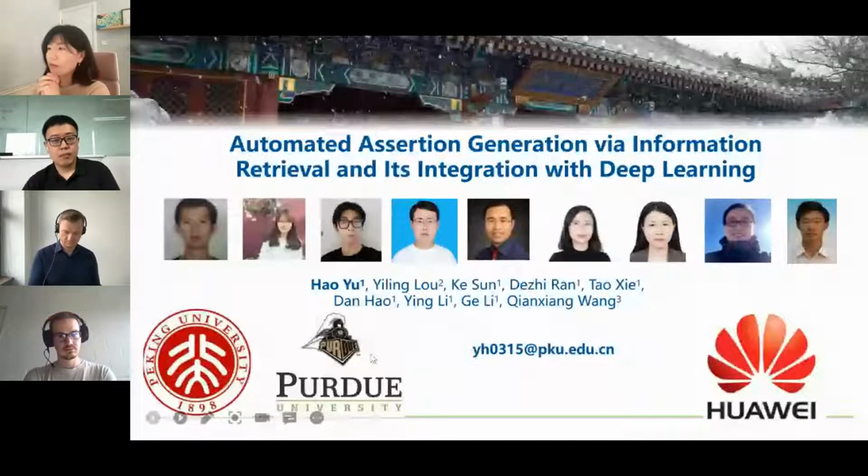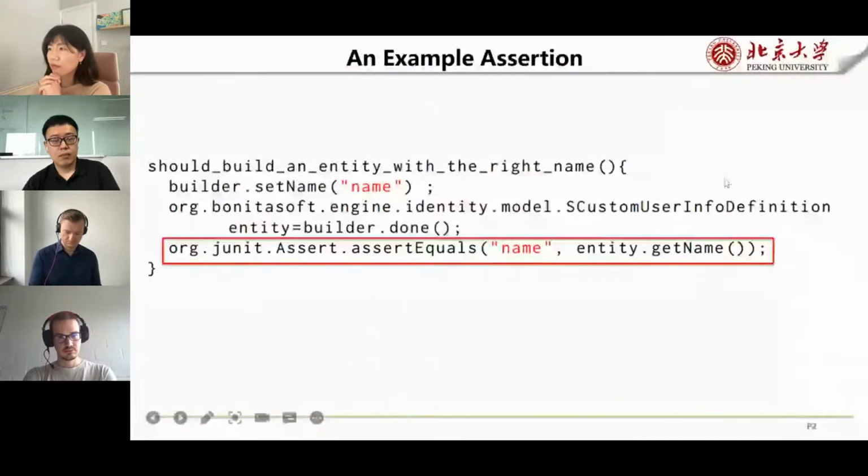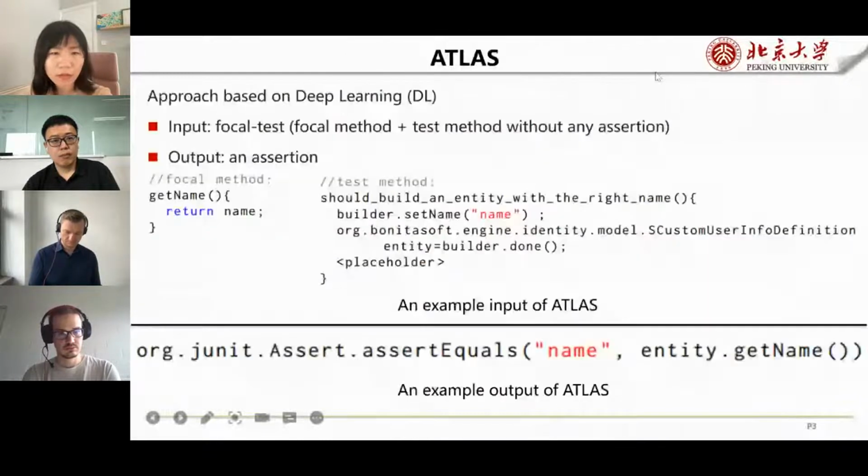I first introduce the background of assertion. Assertion is used to validate the correctness of methods. Here is an example of a test method with an assertion. The place circled by the red box is the assertion, which is used to judge whether the implementation of the getName method is correct.